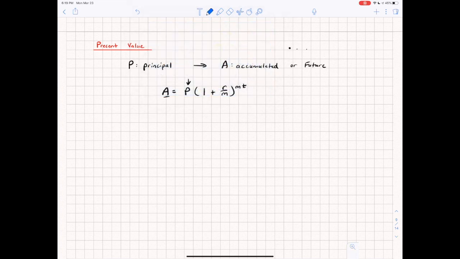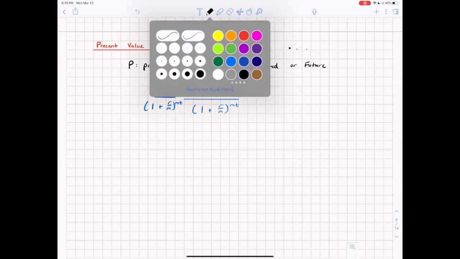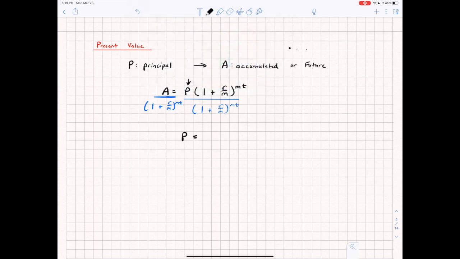So as you could probably guess, I'm going to divide by all of this here on both sides. And when I do that, this is going to give me P by itself. So I'm going to have P is equal to A over (1 plus r over m) to the mt. Now, I can bring this out of the denominator by making the power negative.